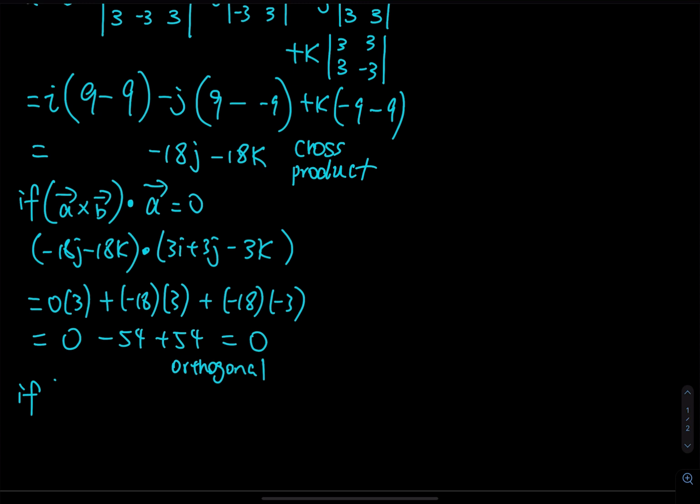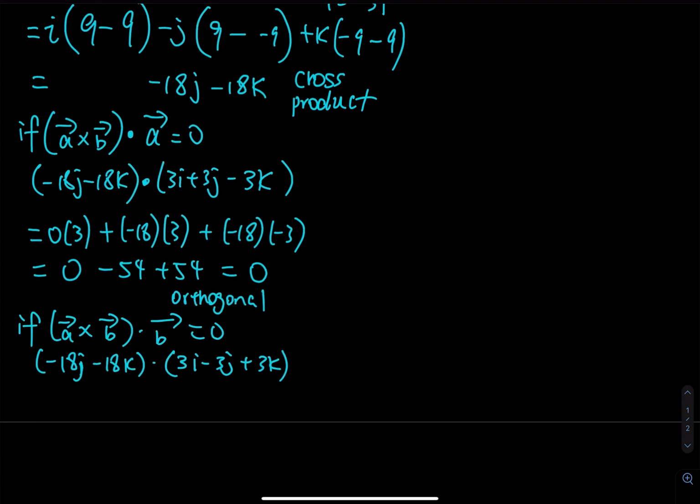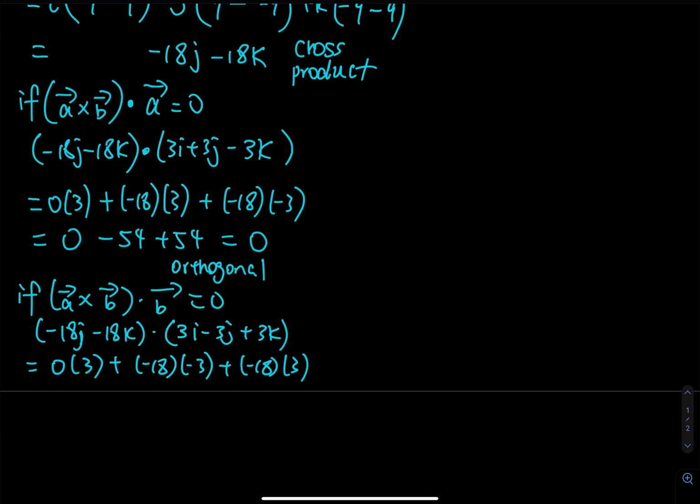So if the cross product of A and B times vector B is equal to 0. So the cross product is negative 18j minus 18k, and then we multiply by vector B. Okay, vector B, you don't need to rewind the video. I will write it down for you. 3i minus 3j and then plus 3k. All right. Okay, there is no i in the first parenthesis, so 0 times 3, and then plus negative 18 times negative 3, and then plus negative 18 times positive 3. So obviously, they got cancelled, right? So this is 54 minus 54 equals 0.